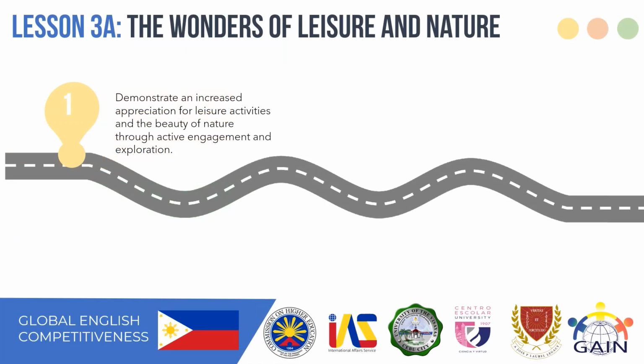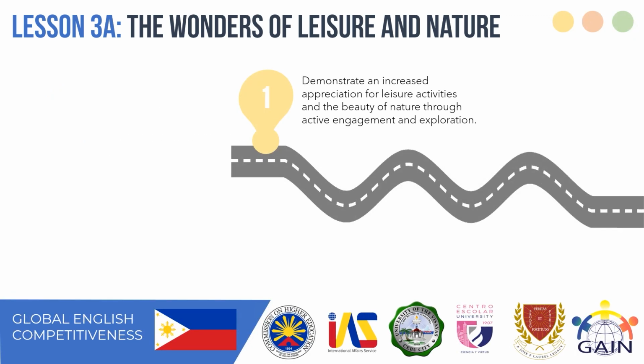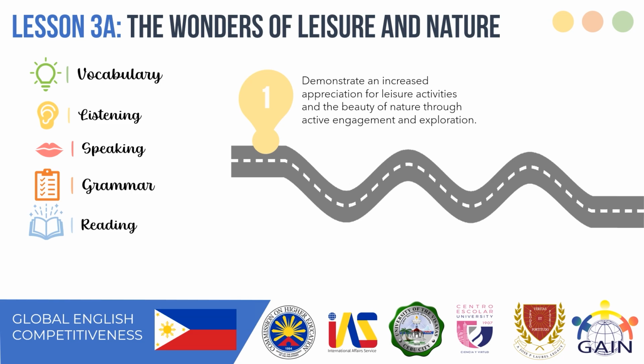In this lesson, we're going to focus on the first can-do objective, which is to demonstrate an increased appreciation for leisure activities and the beauty of nature through active engagement and exploration. Without further ado, let's move over to our first lesson for this unit, The Wonders of Leisure and Nature. And here are the sub-lessons that will help us achieve our objective. Vocabulary, listening, speaking, grammar, reading, and writing.